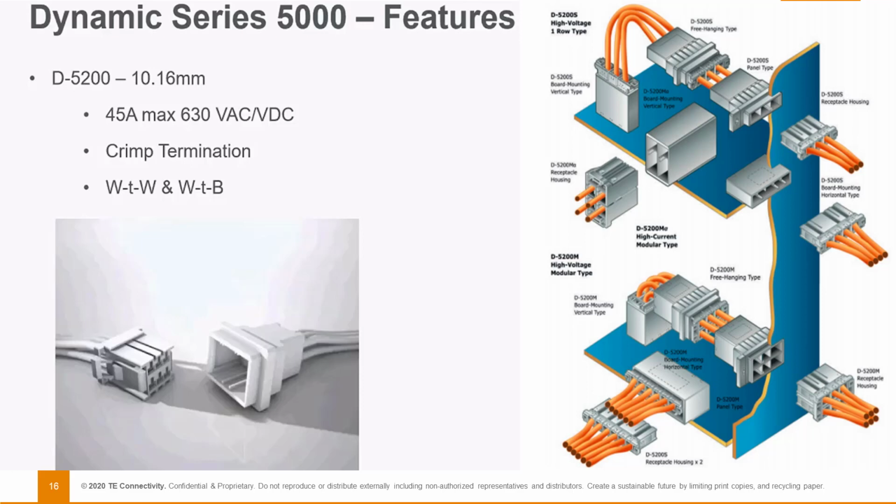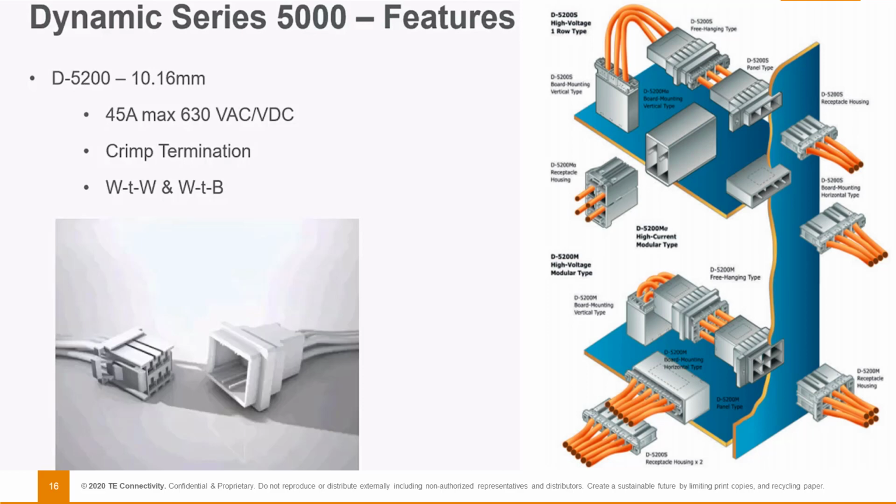The standard pitch for the Dynamic Series 5000 is 10.16 mm, with an impressive current carrying capacity of 45 A. The voltage rating stands at 630 volts, accommodating wire sizes from 20 to 8 AWG. This series is a go-to option for various power applications. Now, let's explore the D5200M within the Dynamic Series 5000.